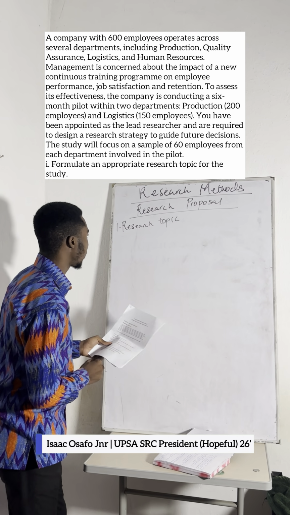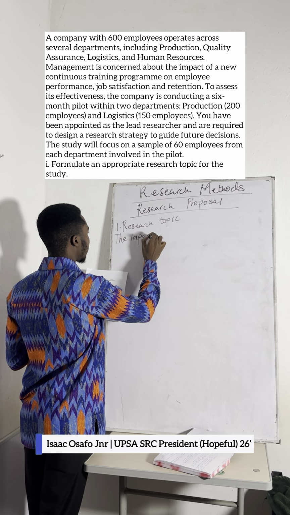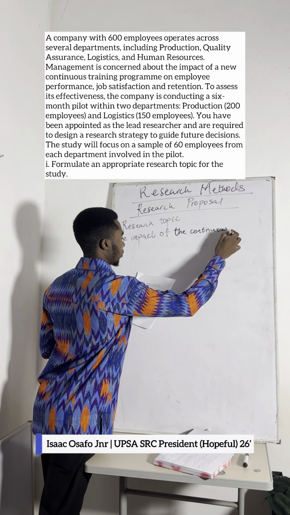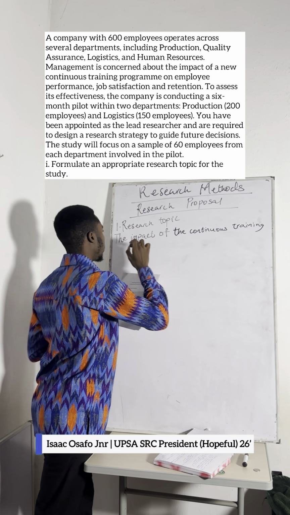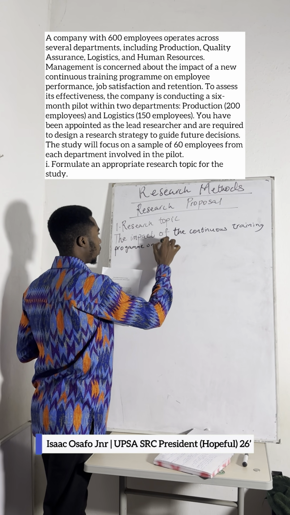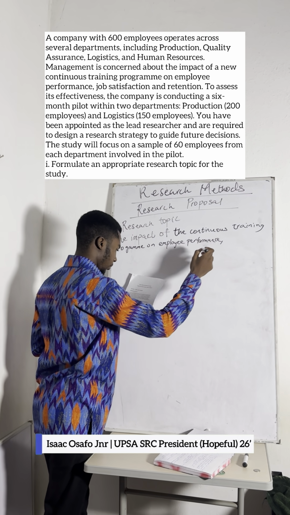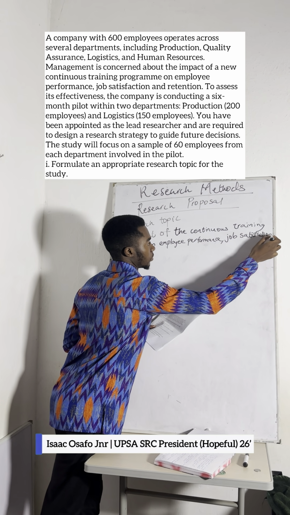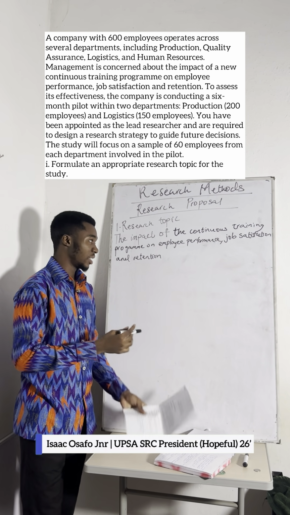So when you even read this particular part, they've already told you the topic. So a suitable topic for this one is, that's the second line, the impacts of the continuous training program on employee performance, job satisfaction and retention. You get it? So even this one, when you read it, all what I've written is already in it.